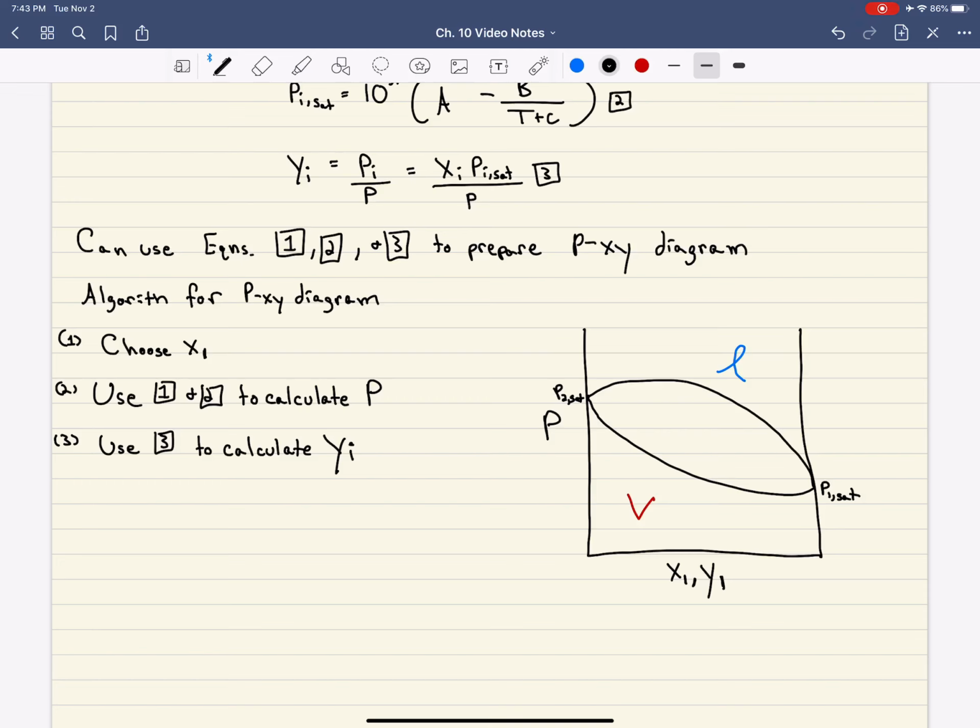And the intercepts of this plot would correspond to the vapor pressures of each of the species. And so the top line here, if we're looking at P versus XY, this is our liquid line. And the line on the bottom here, this is the vapor line.